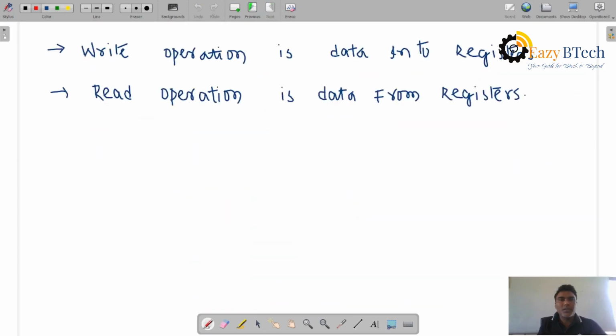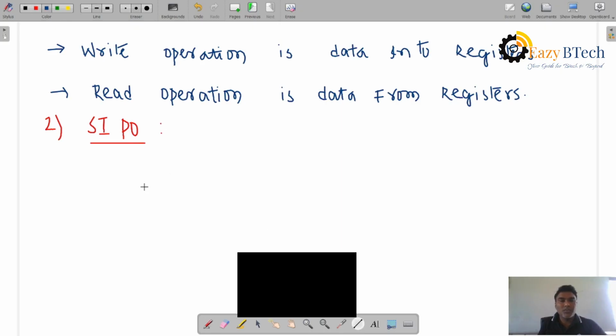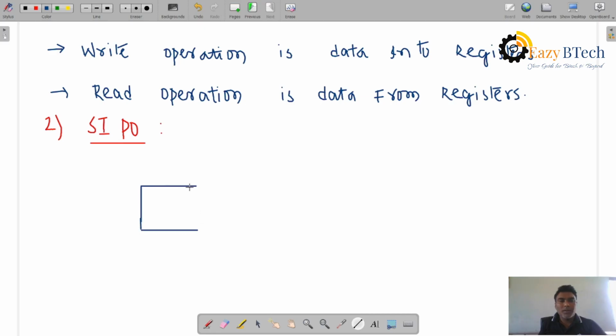Let us see the second one, which is serial in, parallel out. What is serial in, parallel out? Serial in, parallel out data. So let me go and explain this one. Let me draw the circuit diagram using flip-flops. So we are applying data serially and taking parallel output data. Serial input, parallel output, right?